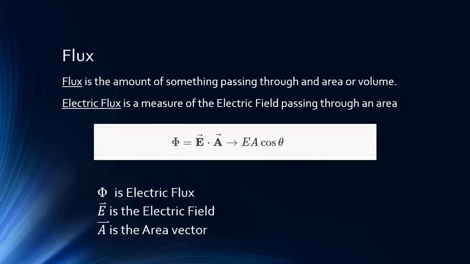And so, like I said, flux is the amount of something that passes through an area or volume. And here is the equation that defines flux. So you've got flux is the electric field dot product with the area vector. And that works out to be E A cosine theta, where theta is the angle between those two, the field and the perpendicular vector to the area we're talking about.